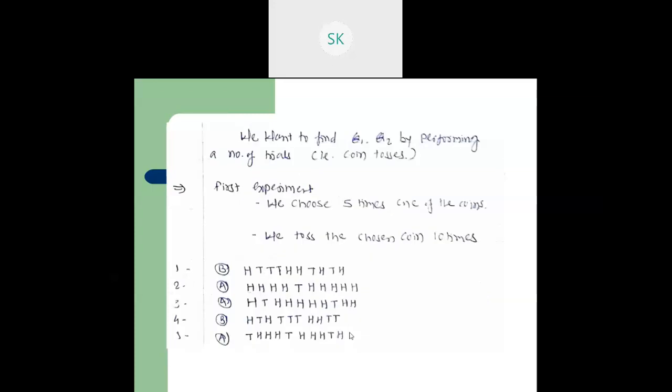Now we want to find theta 1 and theta 2 by performing a number of trials. So what are theta 1 and theta 2? Theta 1 is the probability of getting heads with coin C1, and theta 2 is the probability of getting heads with coin C2. We find these by performing a number of trials with coin tosses.